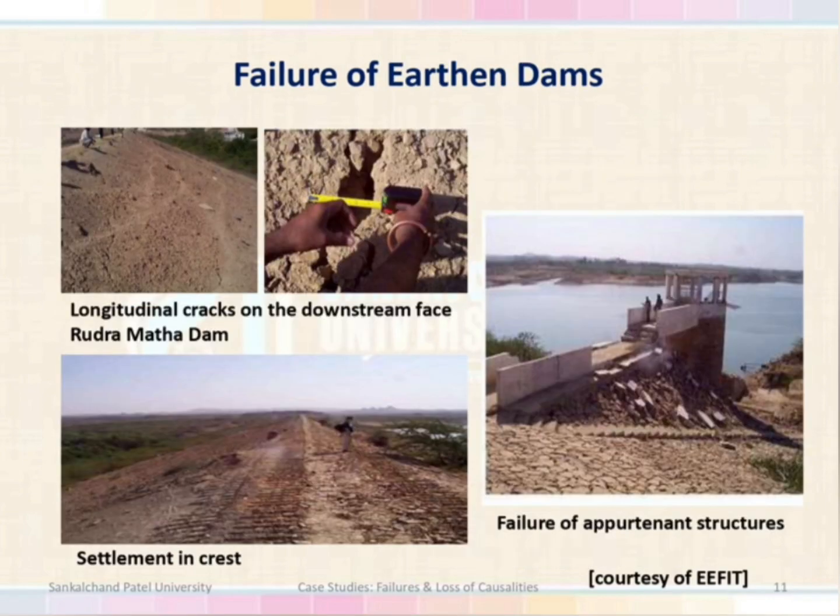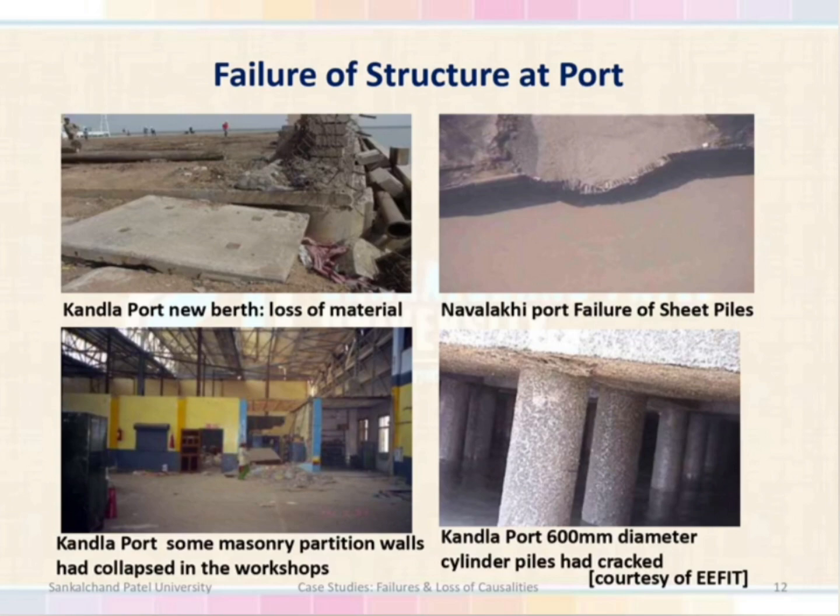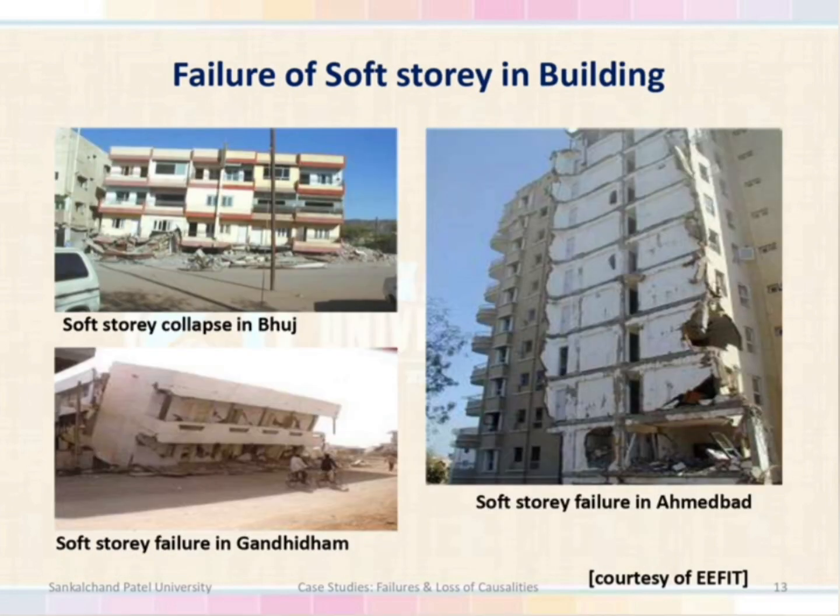Failures were also observed in the earthen dam. You can see the longitudinal cracks, some settlement in the crest, and near the intake well you can see the failure of the structure. Failures of structures at ports: you can see most of the ports were damaged. At Kandla port, you can see the loss of material and partition walls collapsed. At Navalaki port, the sheet piles were damaged, and some cracks were also observed.